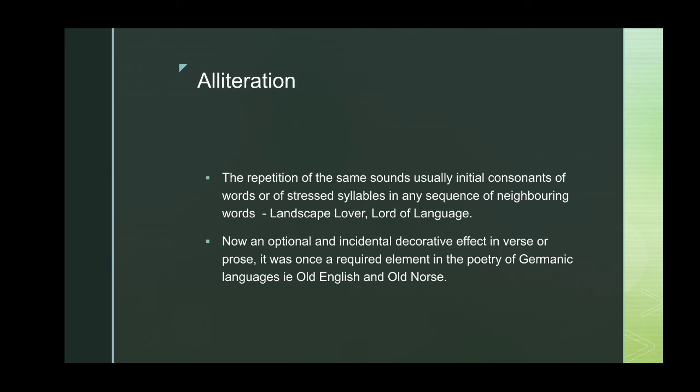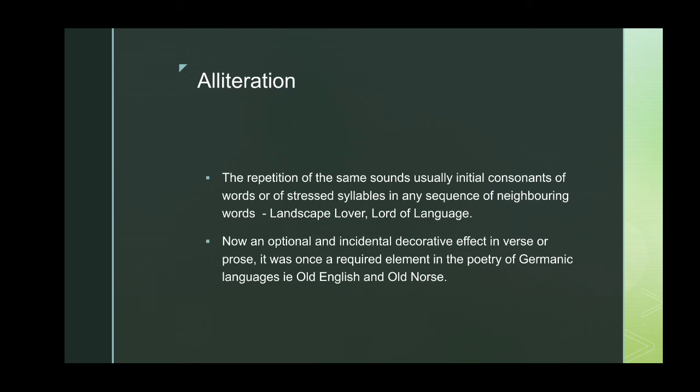Now you have to remember one thing. You have to remember the difference between two terms, consonance and assonance. Consonance is also repetition, but consonance is the repetition of two or more consonants, whereas assonance is the repetition of vowel sounds, A, E, I, O, U. These are vowels, and if these vowels are repeating, then it is known as assonance.